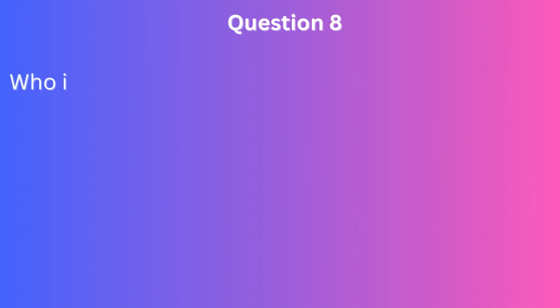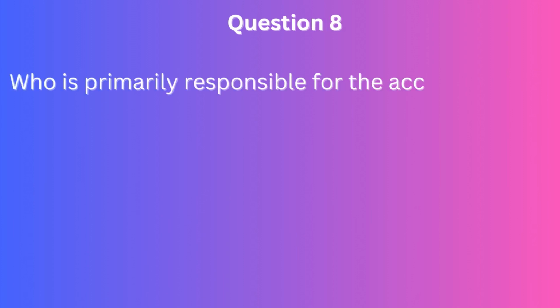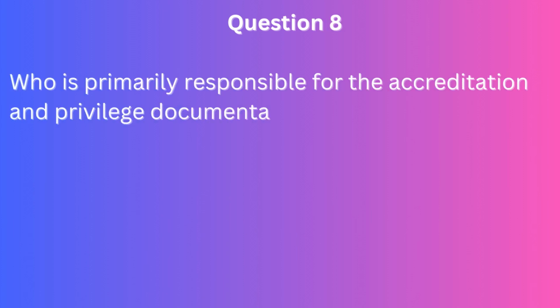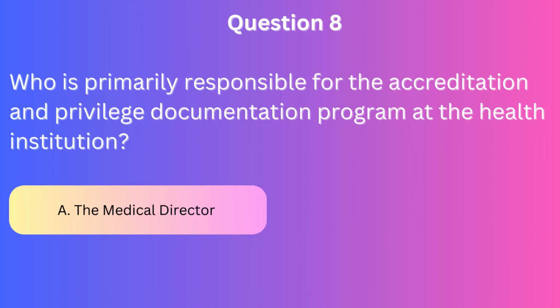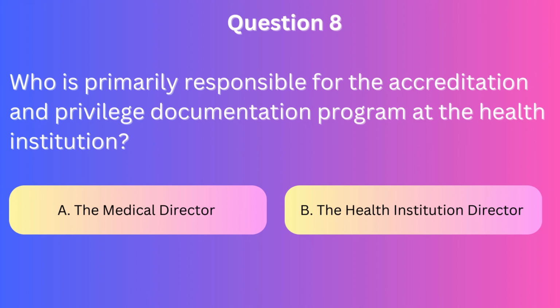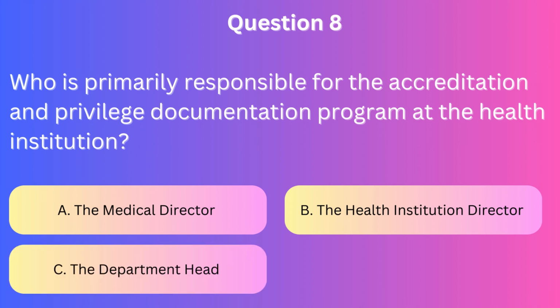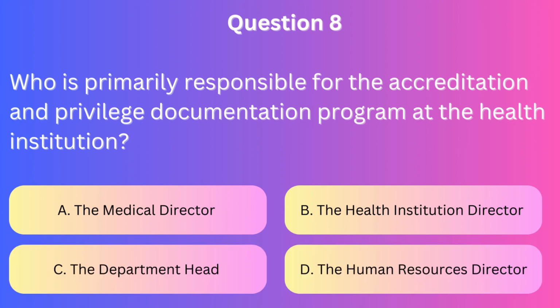8. Who is primarily responsible for the accreditation and privilege documentation program at the health institution? A. The medical director. B. The health institution director. C. The department head. D. The human resources director.